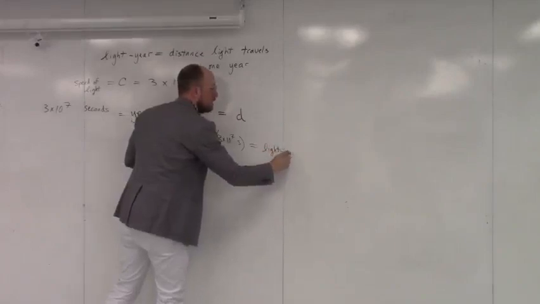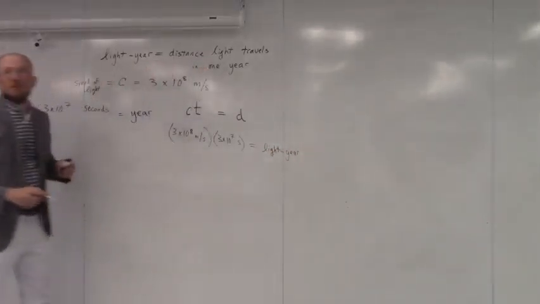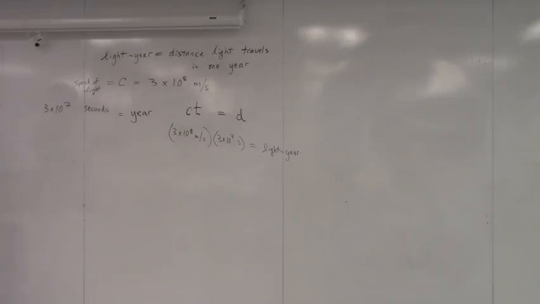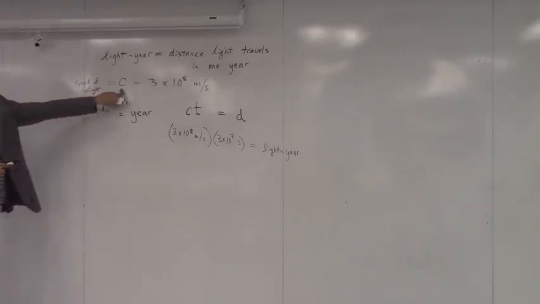Wait, what does c mean? c is the speed of light. That's a symbol we use for the speed of light.